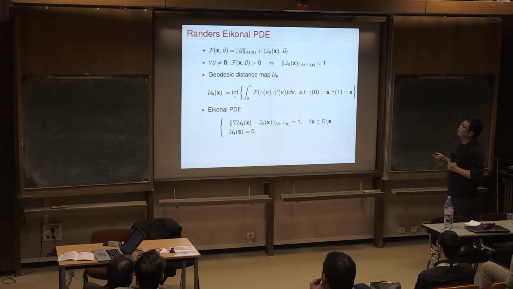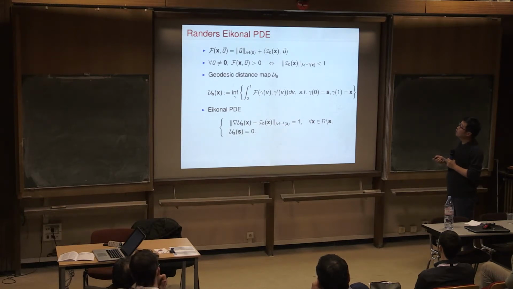Okay, so we introduce the Randers eikonal PDE. Firstly, this is the Randers metric, and it should be positive everywhere. Then we need this inequality to hold. Here is the geodesic distance map associated to this Randers metric, and this is the eikonal PDE. We can solve this eikonal PDE by the fast marching algorithm.